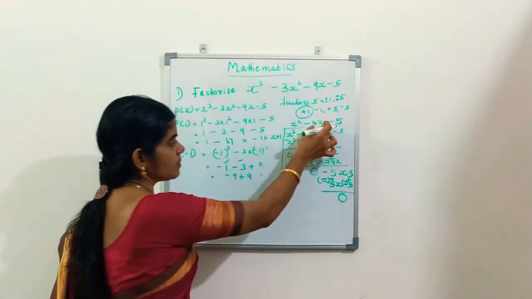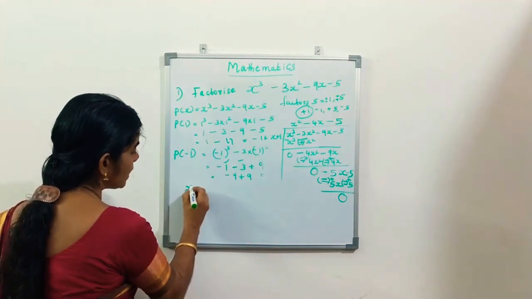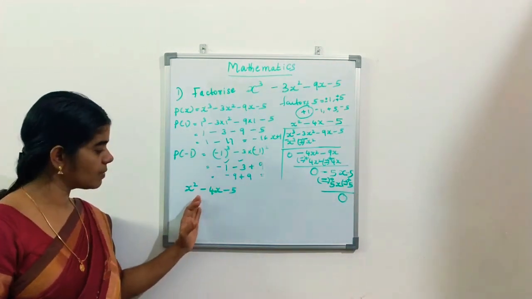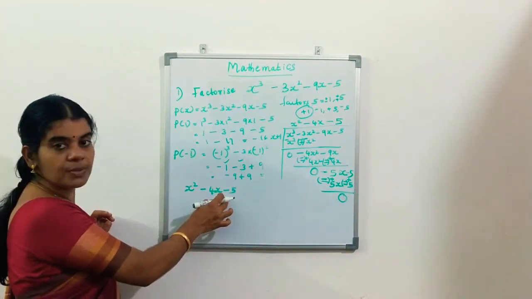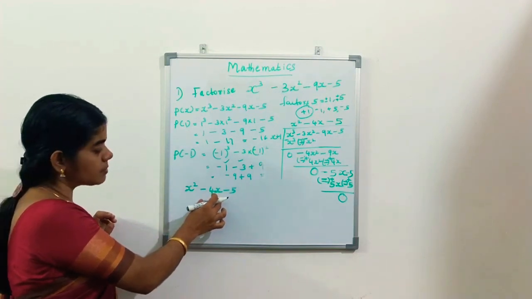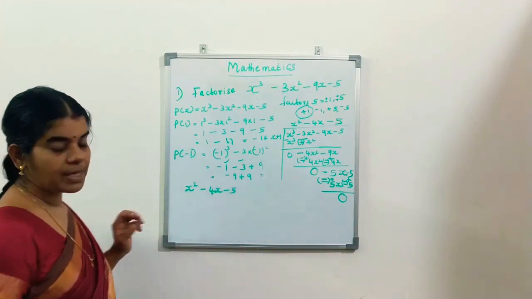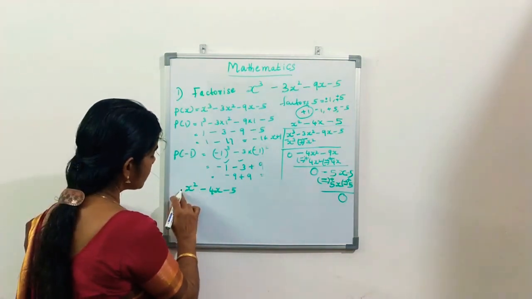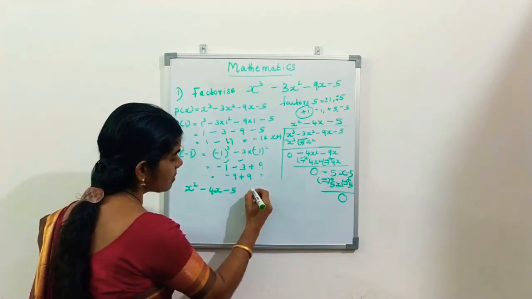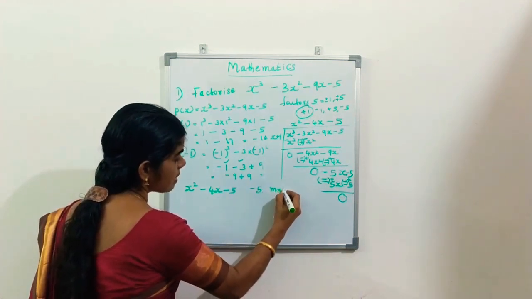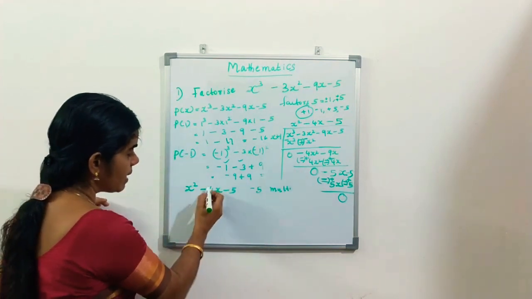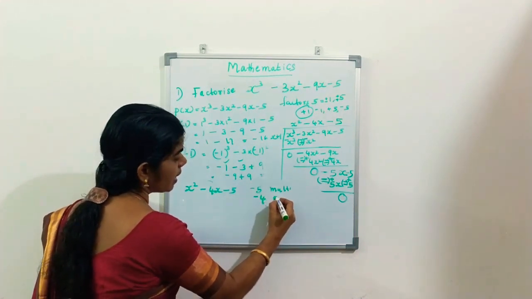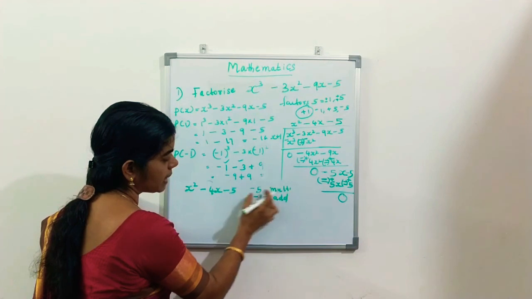Now look at the quotient of this division. What you got? X square minus 4x minus 5 will be the quotient. That is a quadratic polynomial. Now we are going to factorize this polynomial by splitting the middle term. For this, what is the coefficient here? 1. 1 into minus 5 means minus 5 itself. That is, multiplying you want to get minus 5. Adding you want to get the coefficient of the middle term, that is minus 4.